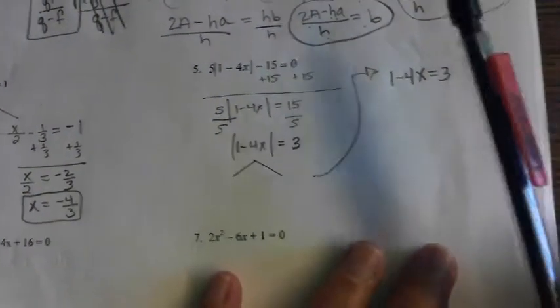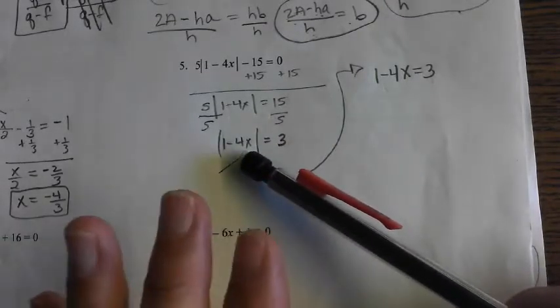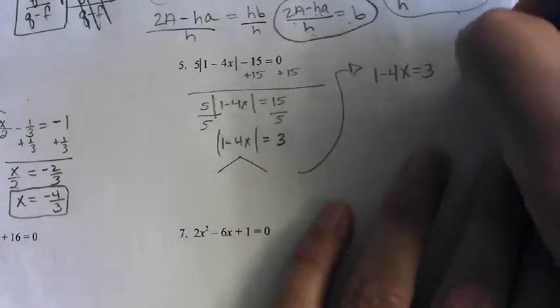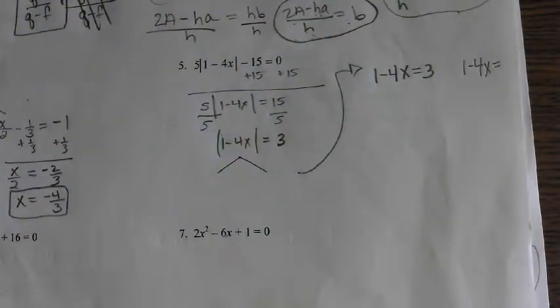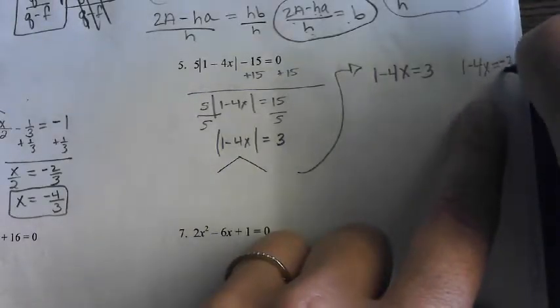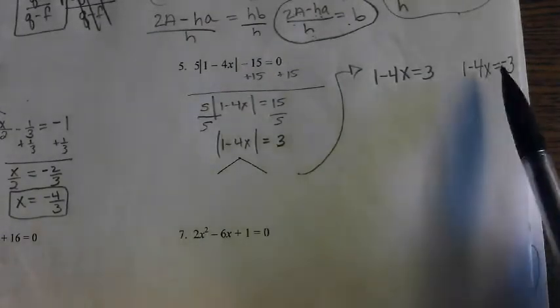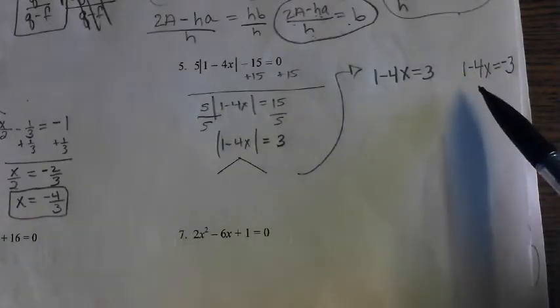When you do the other one, you always keep the expression the same. 1 minus 4x is not going to turn to 1 plus 4x. The expression in the absolute value will stay the same again: 1 minus 4x equals, but this time it would be negative 3. Does that make sense? Okay, so one exactly the same, one equaling the negative number. And then solve from there.